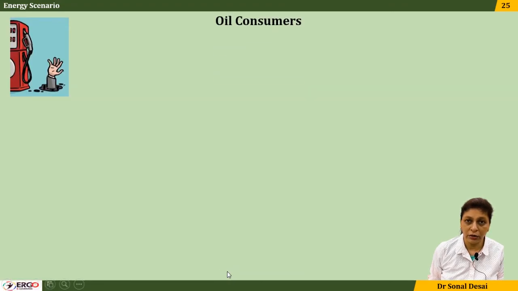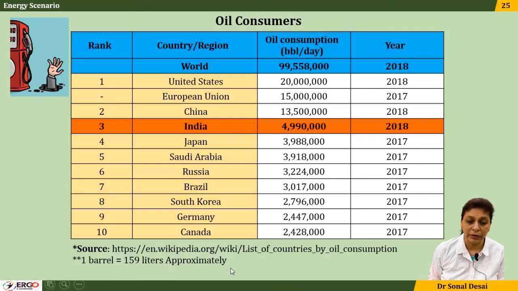Again, if we look at the world map of different countries consuming oil, then we stand almost fourth. Ahead of us there are the US, European countries, and China, and then comes us. And our billion barrel consumption per day is like this. These are the data for 2018.